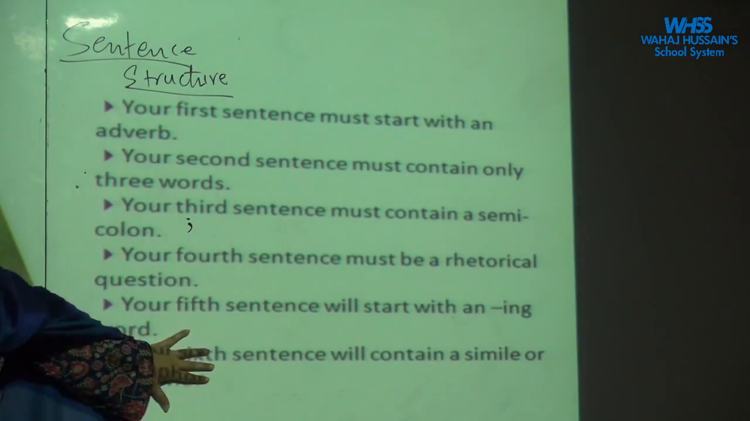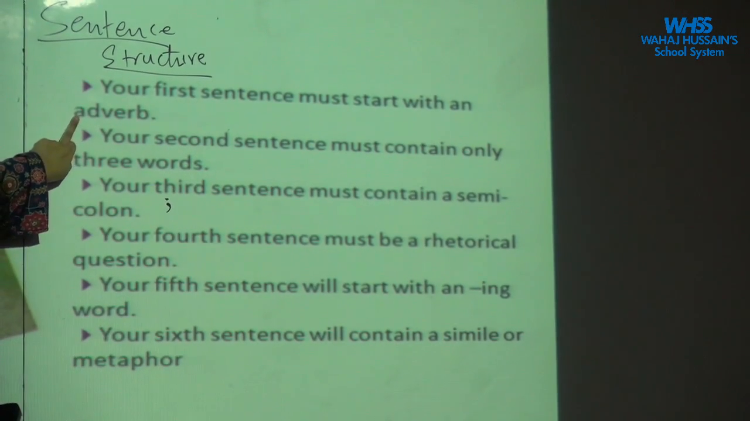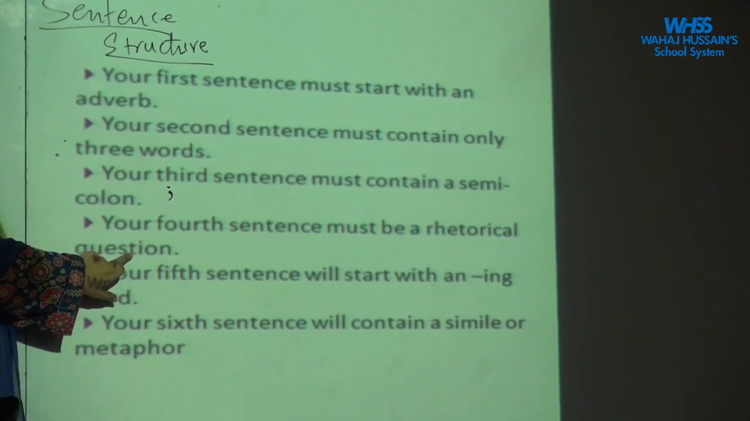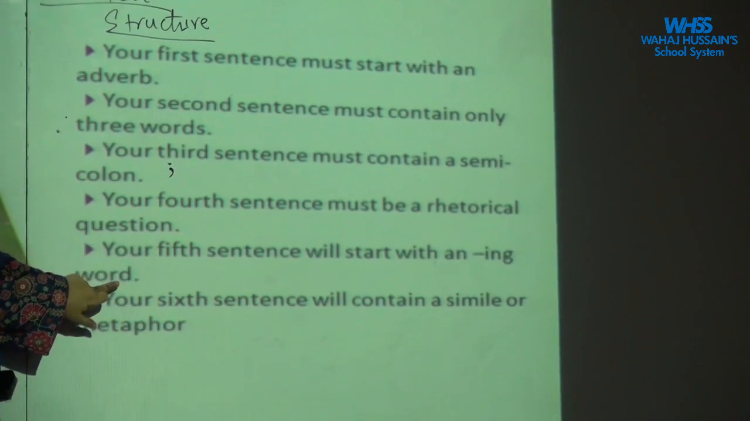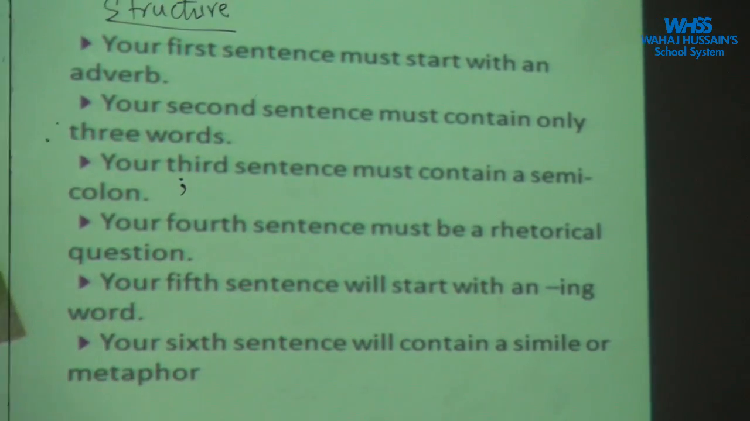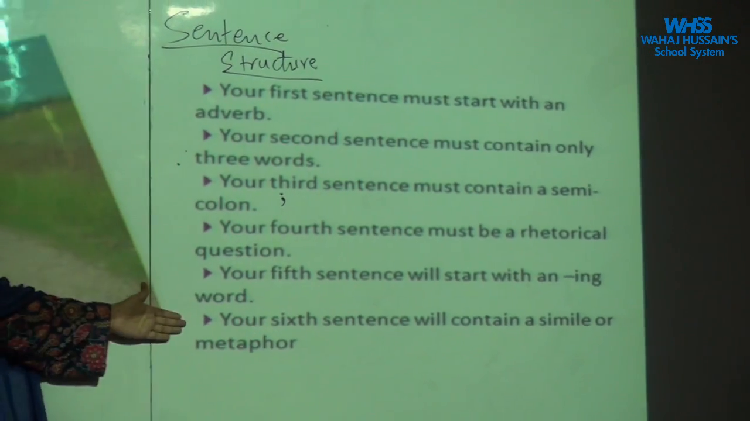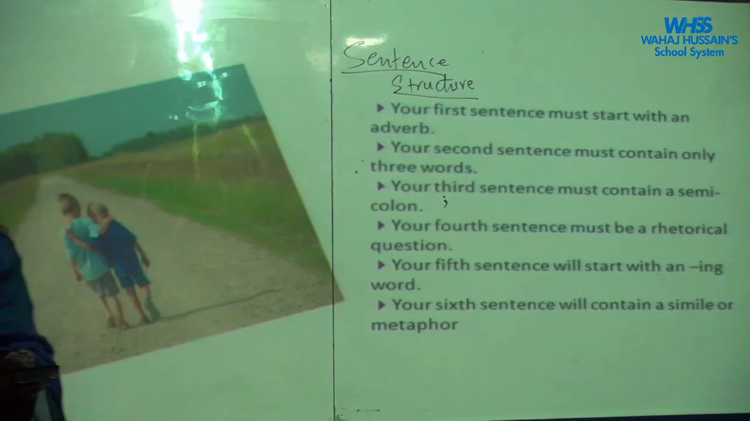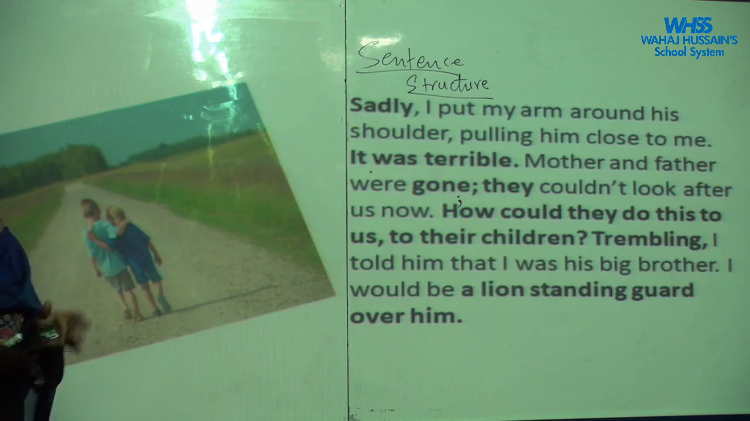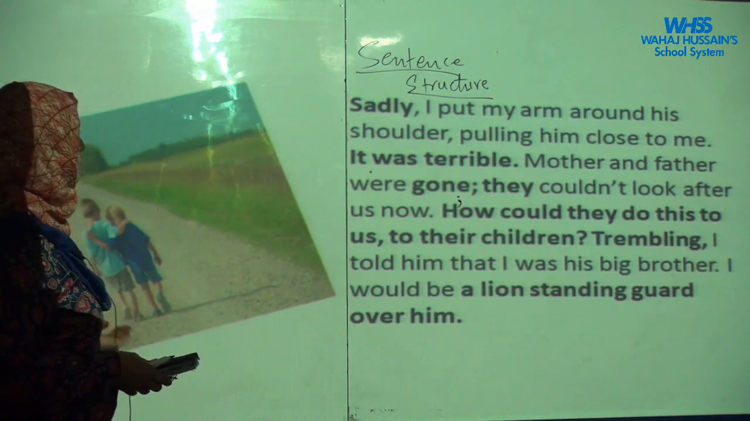So I solved it, and look at the example. So the first thing you will note: adverb, 3-word sentence, semicolon, rhetorical question, ing word, metaphor or a simile, any one. Now I'm going to describe this picture keeping in mind these points. So over here, now listen to me carefully. Sadly, I put my arm around his shoulder.